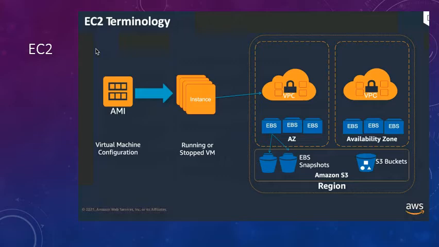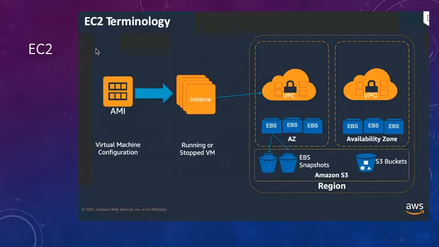So here's some other EC2 terminology. We've seen the AMI and the instance and the VPC. Just below the VPC here, you can see EBS. EBS is Elastic Block Storage. Why they call it that, I have no idea. It's just to confuse you, I'm sure.